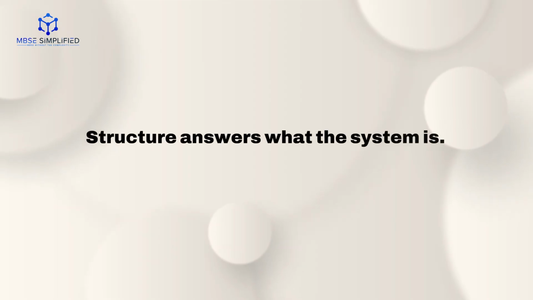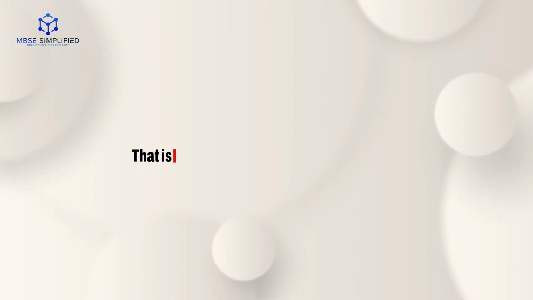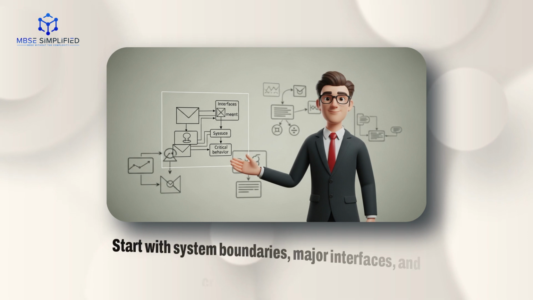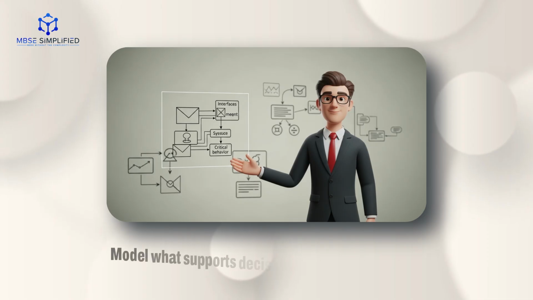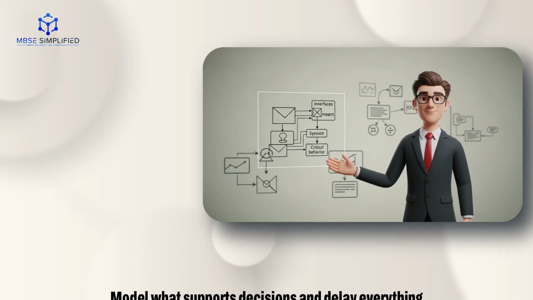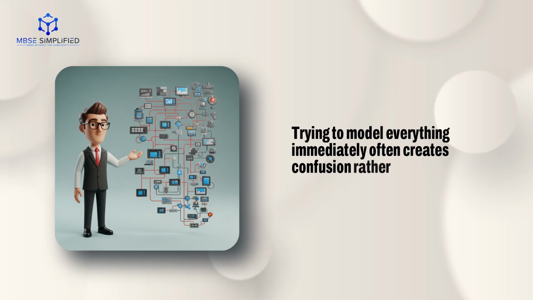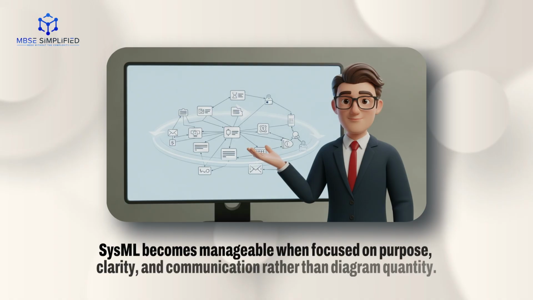Structure answers what the system is. Behavior answers what it does. That is why structure should be modeled first. Start with system boundaries, major interfaces, and critical behavior only. Model what supports decisions and delay everything else until it becomes necessary. Trying to model everything immediately often creates confusion rather than clarity. Systems modeling language becomes manageable when focused on purpose, clarity, and communication rather than diagram quantity.